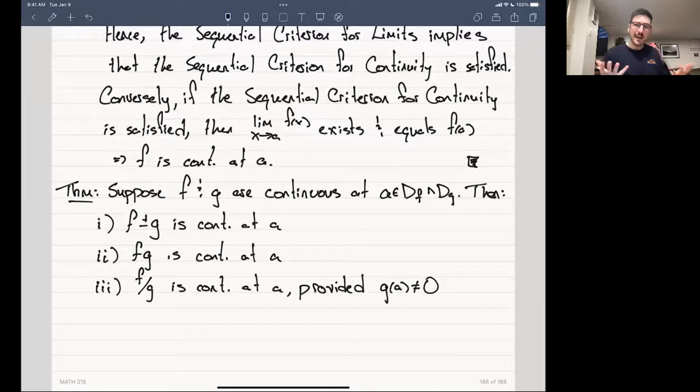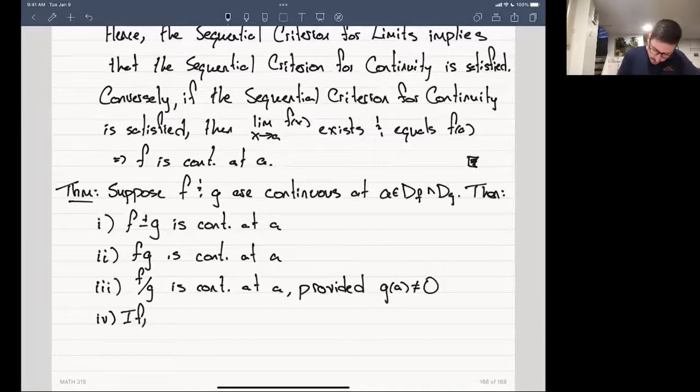And again, you've seen that, right? That's how you determine where, say, rational functions, polynomial divided by polynomial, are continuous. You just look for where the denominator is not 0. And the last one here is composition. So something a little more exciting.